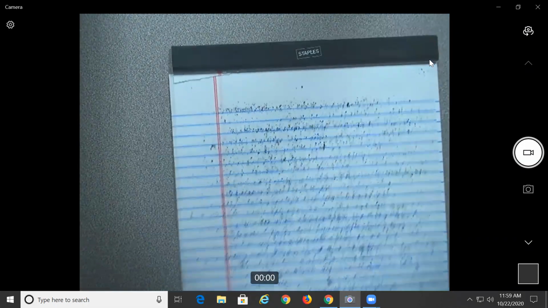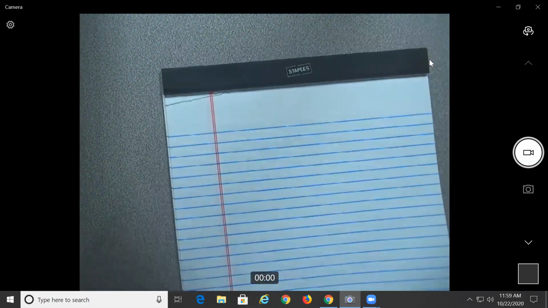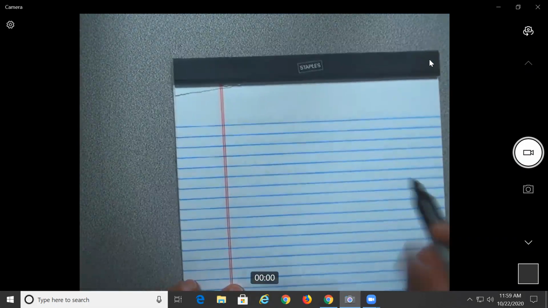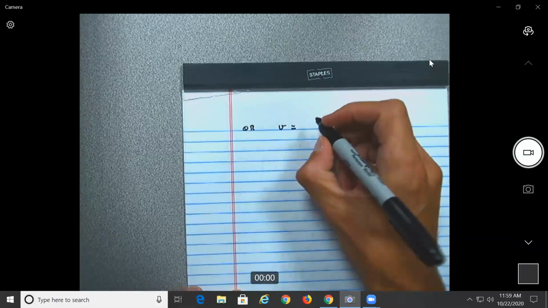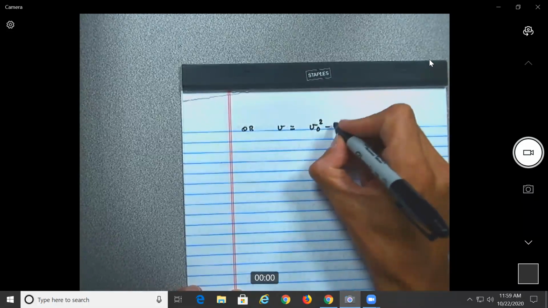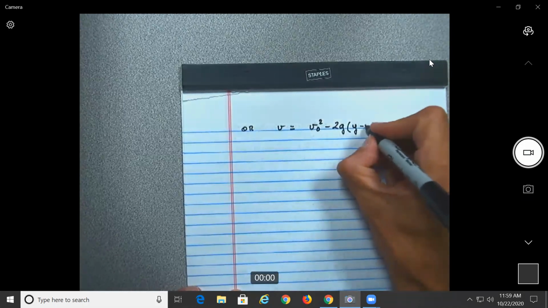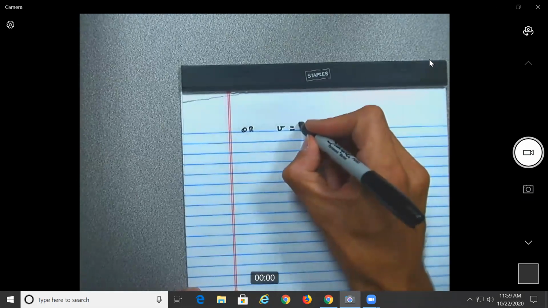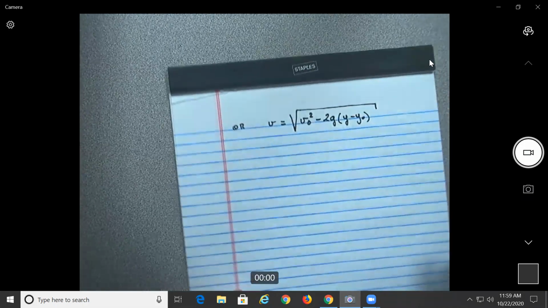I mean, you see, one problem was very quick in the Lagrangian. Now with the Eulerian, it's a little bit more work, no? Or you can just rewrite that equation, or v would just be equal to v naught squared minus 2g (y minus y sub naught), and this is the square root of all this.